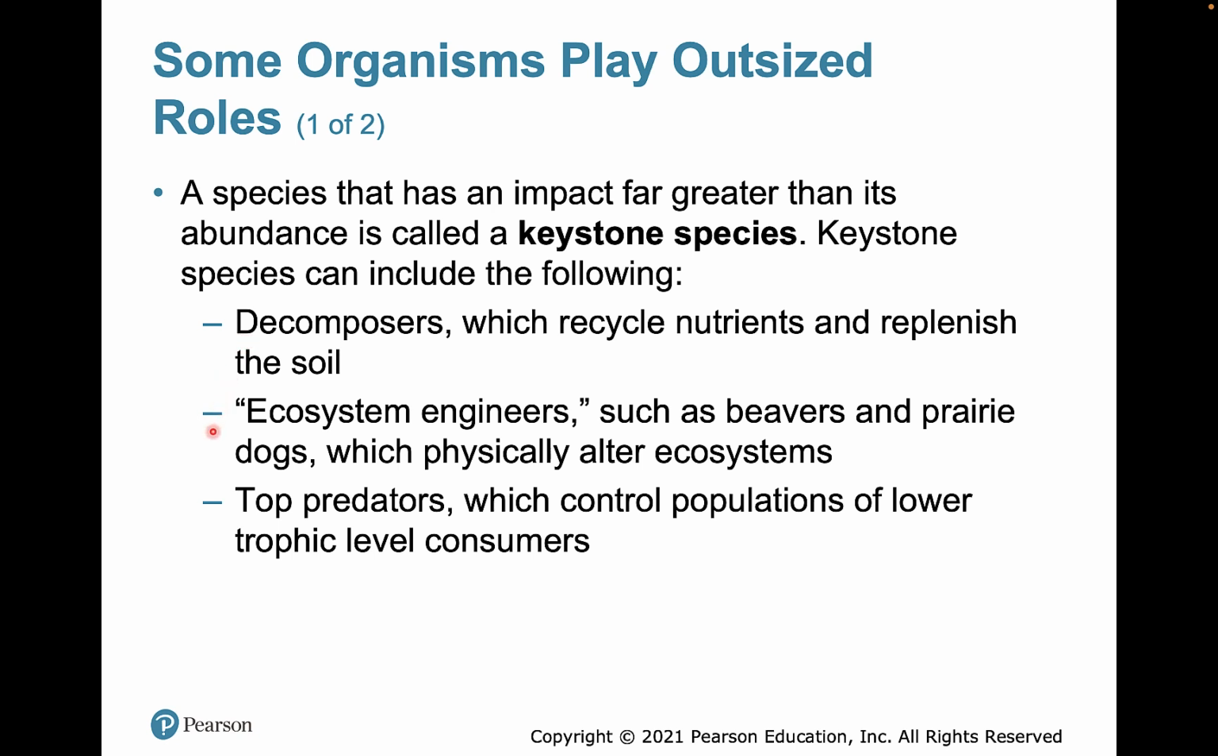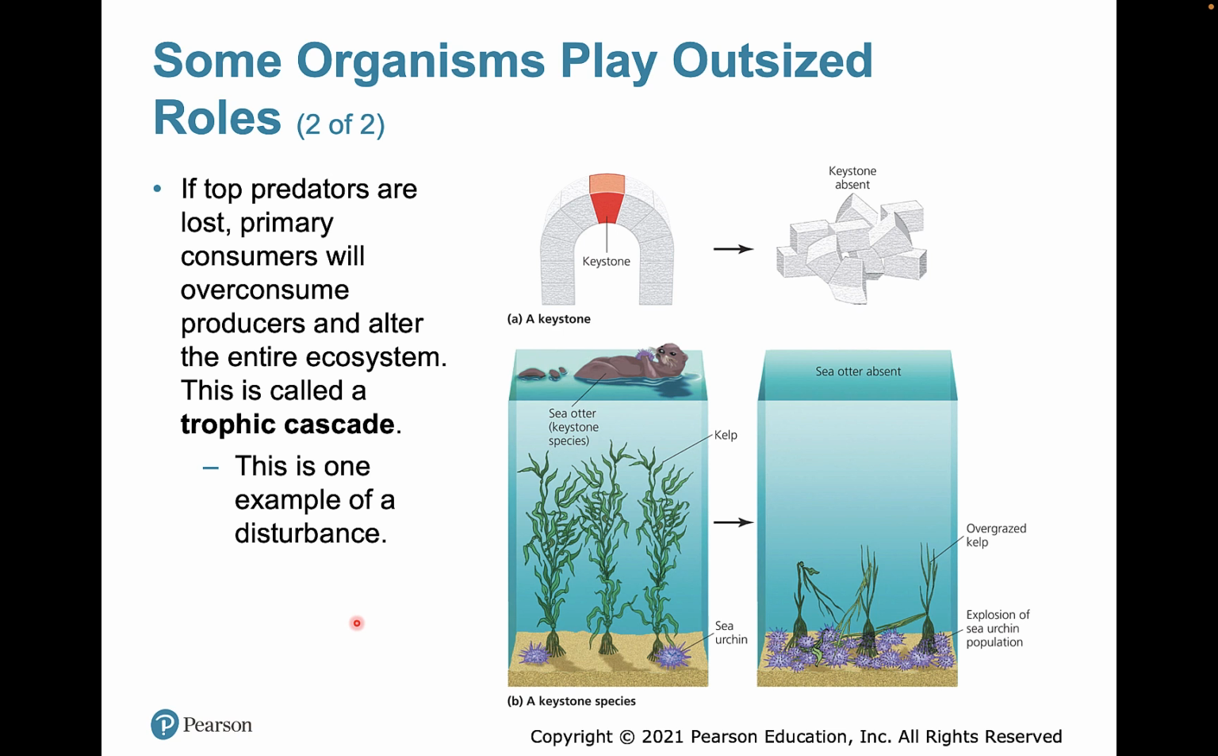Organisms like ecosystem engineers, such as beavers and prairie dogs, physically alter the ecosystem. Beavers build dams to change courses of rivers, which will then change water flow and provide habitats for all these organisms. And then top predators, which will control populations below them. And we're going to talk about an example of that right now. It's called a keystone species because of the idea of a keystone in architecture. A keystone in architecture holds up the entire arch, okay? If you pull the keystone out, the arch falls apart, okay?